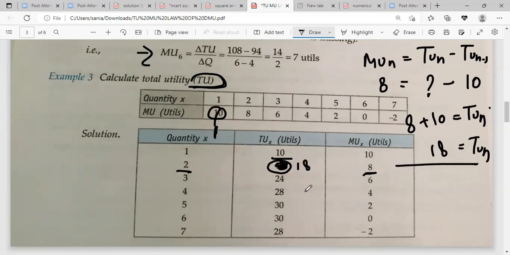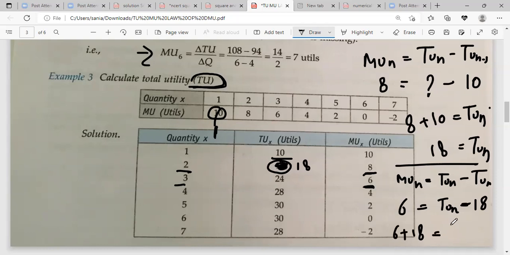Now again, if you come to the next one, the same formula, MUn equals TUn minus TUn minus 1. So you have to find for 3, MU3. What is your MU3? It's 6. And you have to find TU3, right? TU2 you already found, it was 18. So 6 plus 18, you will get your TU3, the third digit. It will be 24.